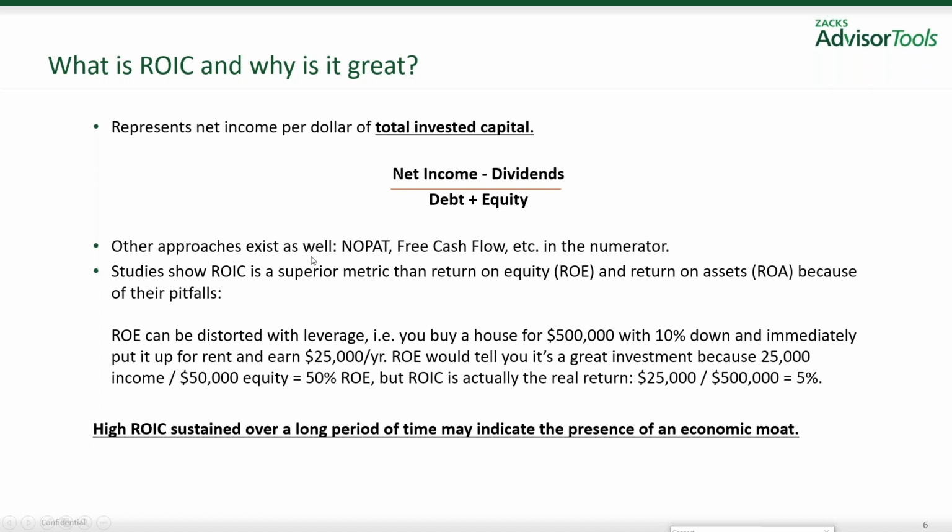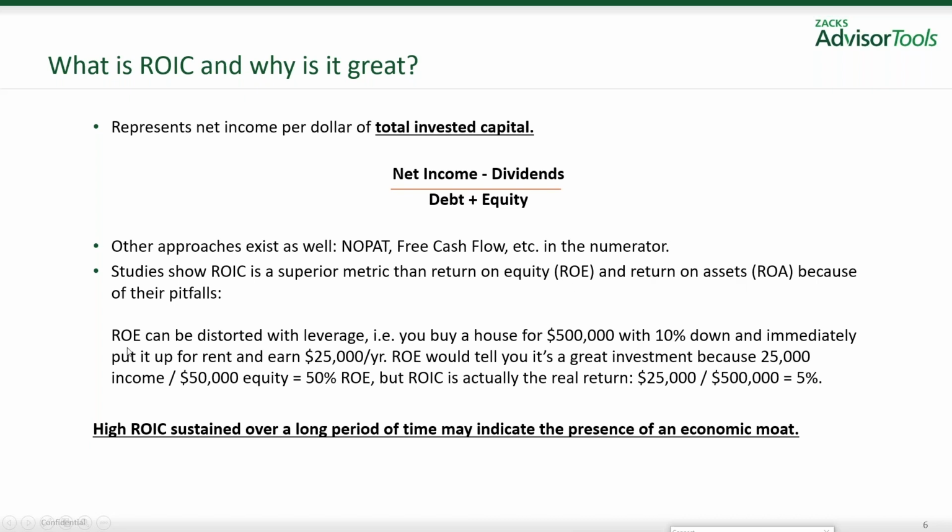And other approaches exist as well. Another common way to do this is to use NOPAT, which is the net operating profit after tax. You can also use free cash flow in the numerator. There's a couple of different methodologies, but we're just going to take this simple approach, just looking at net income minus dividends. And studies show that ROIC is a superior metric than ROE and even ROA, because those other metrics do have their own pitfalls.